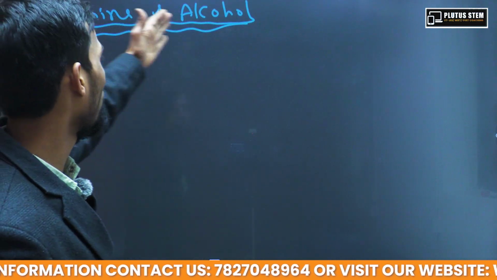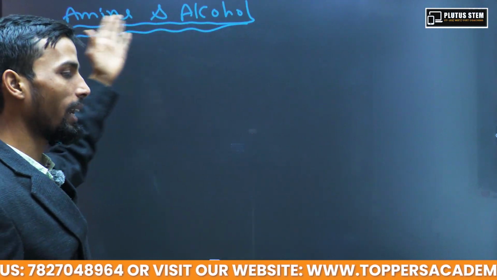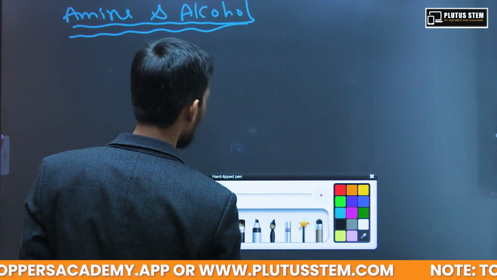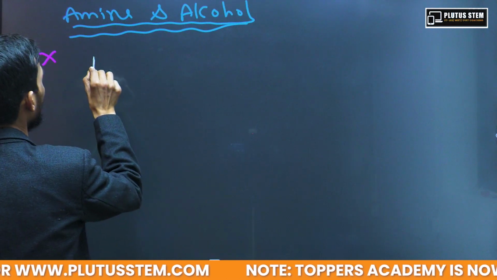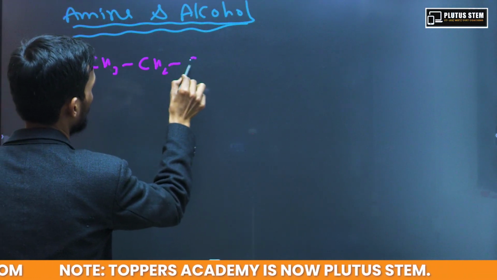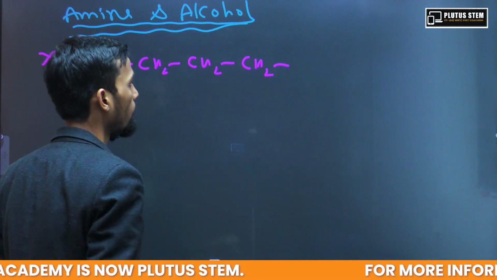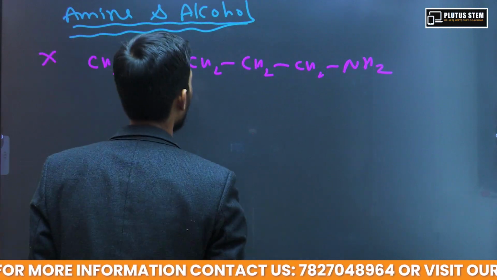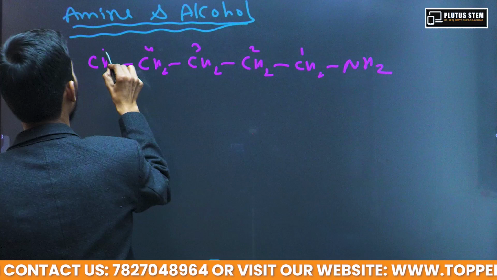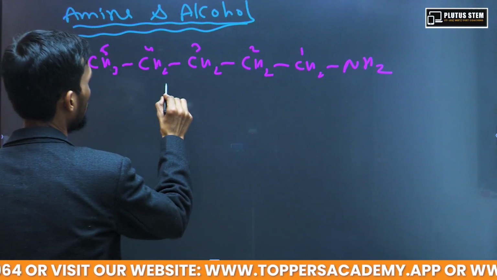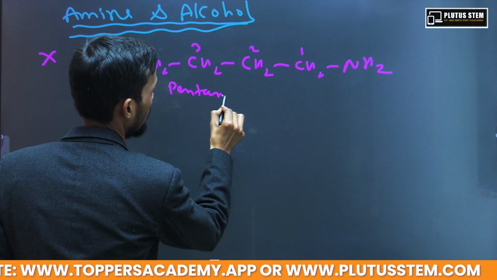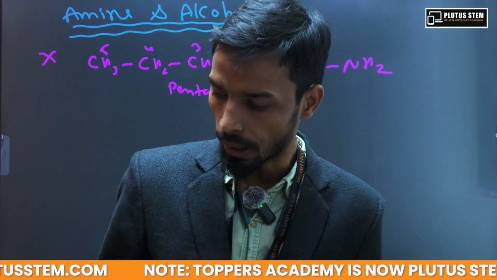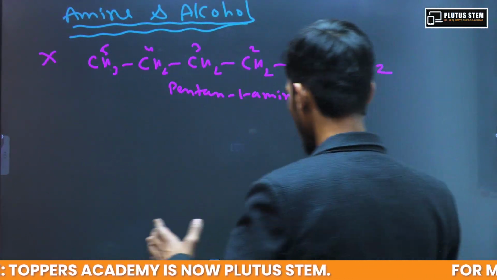Don't be confused that I am going to make a functional group isomerism between alkene and amine and alcohol. We are just going to discuss both of them combinedly. If we have CH3, CH2, CH2, CH2, CH2, NH2, 1, 2, 3, 4, 5, it is a pentane-1-amine. This compound's name is pentane-1-amine.